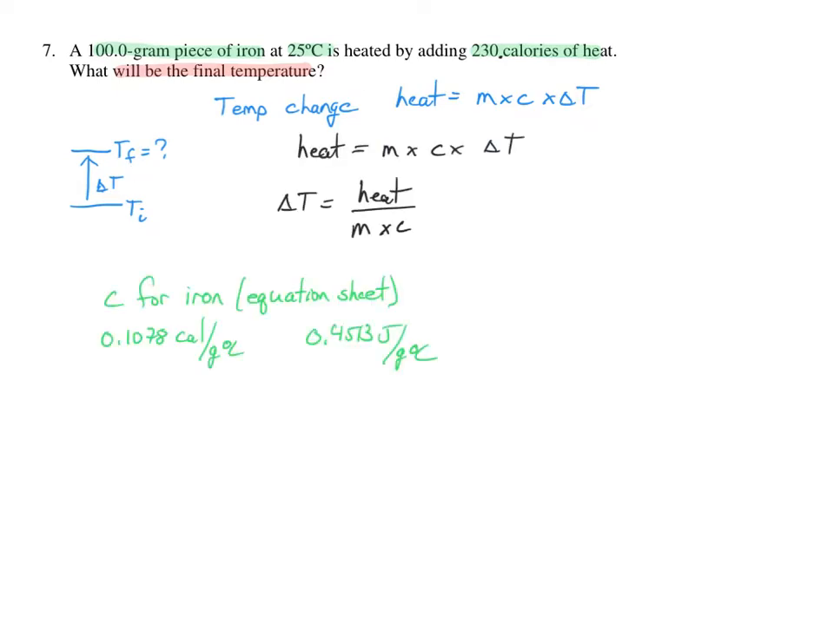All right, we're doing a heat problem involving a temperature change. So the heat is equal to mass times specific heat times delta T. A delta T is therefore heat divided by mass and specific heat.